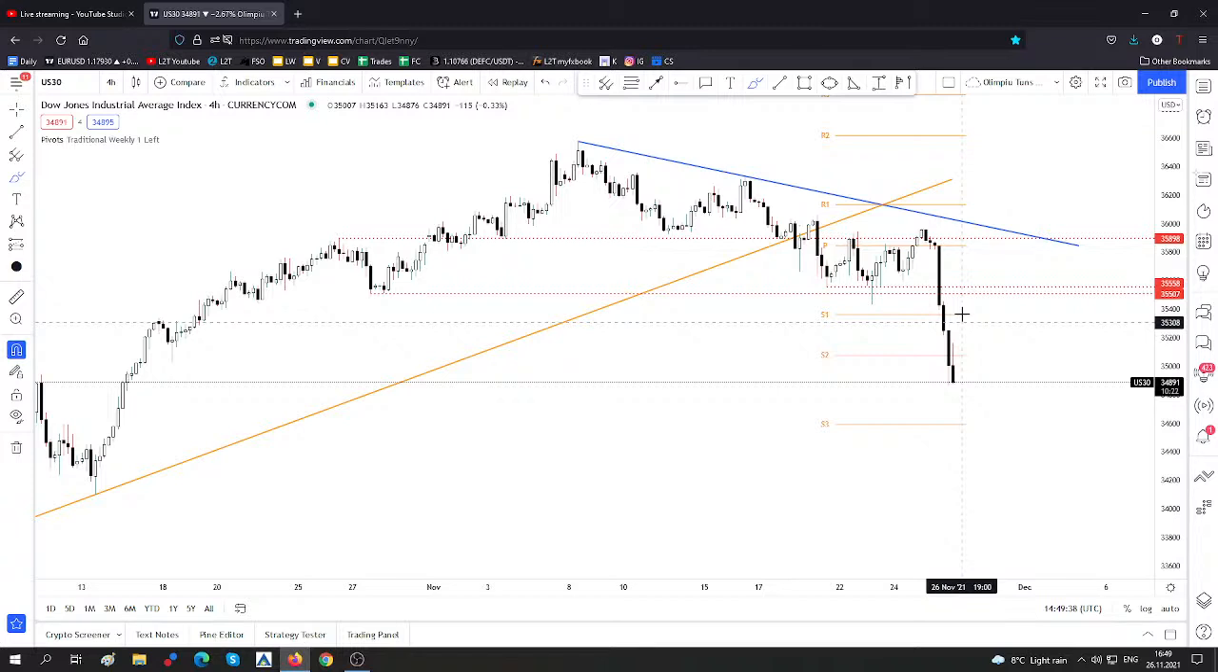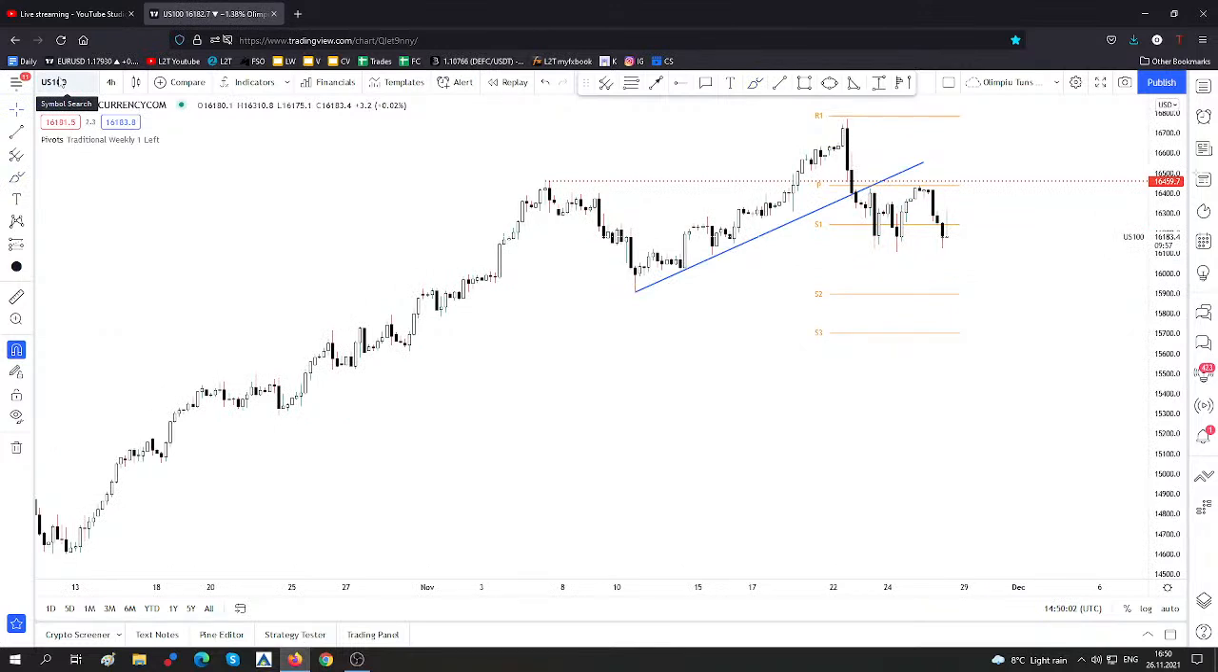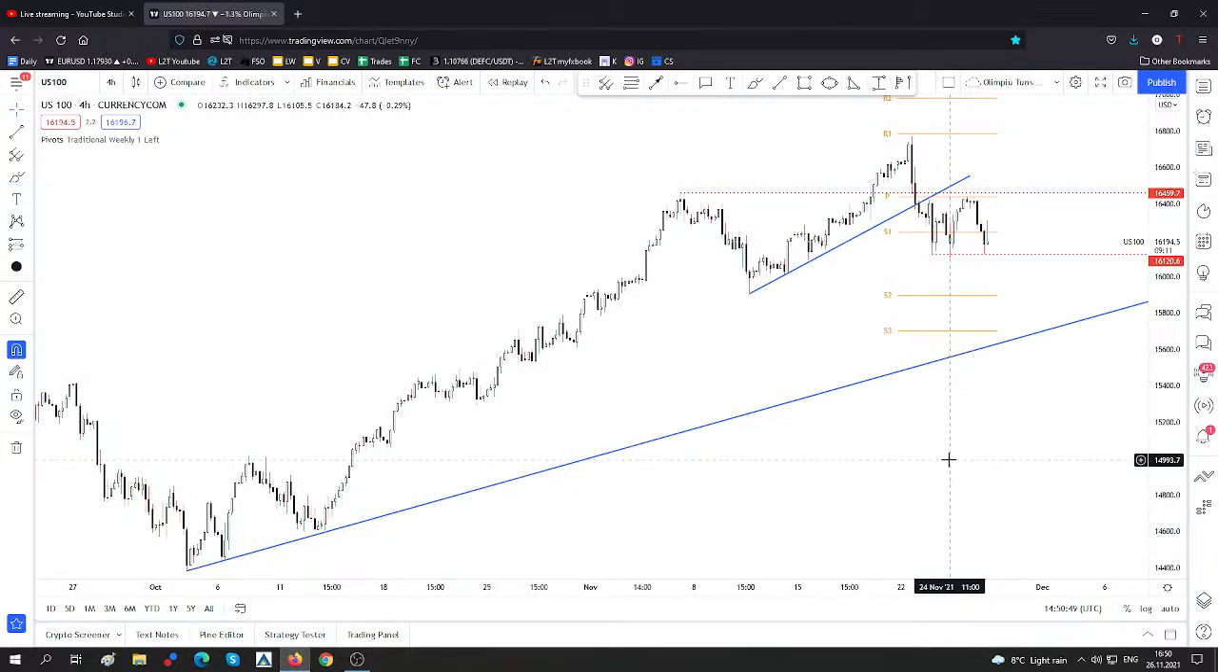US 100. Something like this. I will still need confirmation here, but maybe I will come back with a fresh trade here in US 100, but only for the VIP members later today or on Monday, because maybe here we'll have something, like a short opportunity.